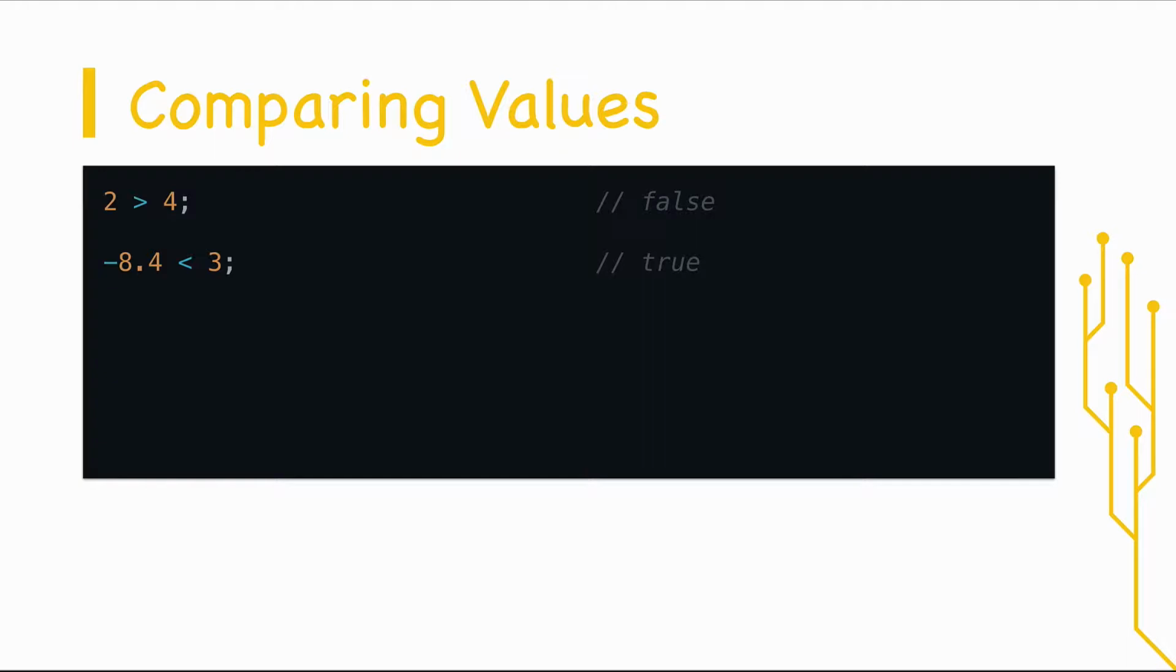And as we all know, negative 8.4 is definitely less than 3 because 3 is much bigger and negative 8.4 is a negative number, so it'll obviously be a lot smaller. So the resulting output in this case is the Boolean value true.